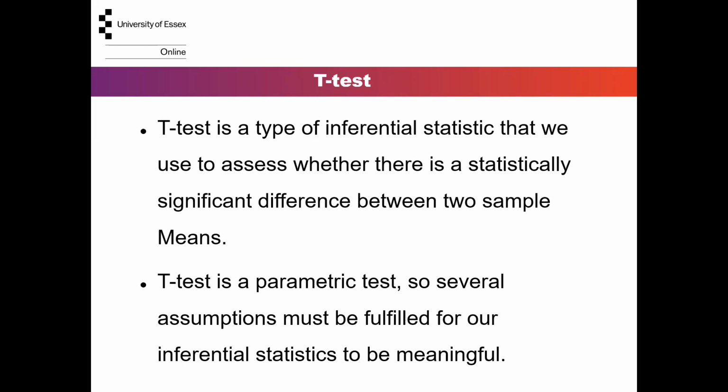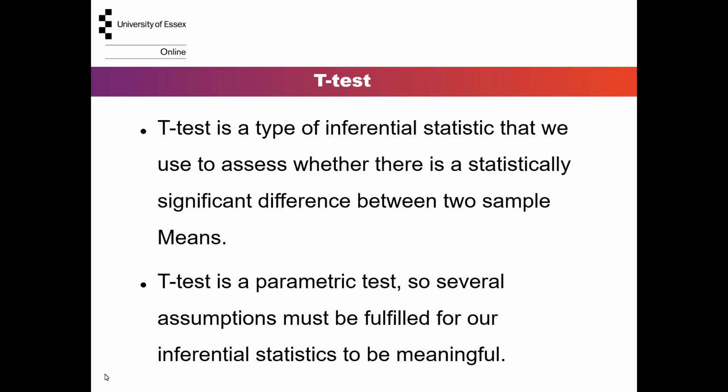So we need to have certain things in place. When we fulfill these assumptions, we can be more sure about the general conclusions that we make based on our research outcomes. If we violate these assumptions, we can't be so sure that our conclusions are valid and reliable.